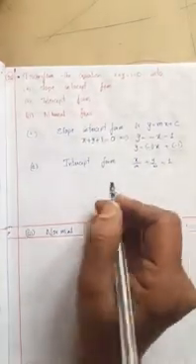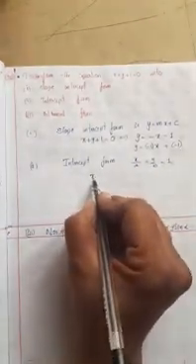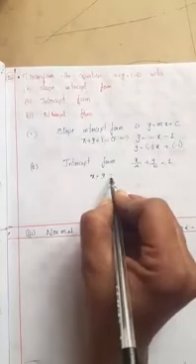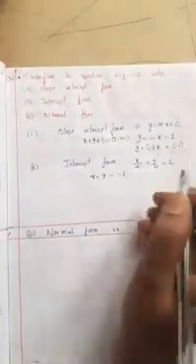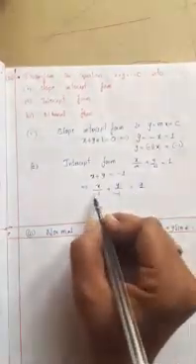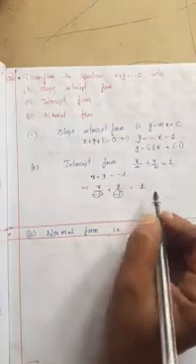Intercept form, let us write. x plus y is equal to minus 1, right? But here we should have 1. So that implies x by minus 1 plus y by minus 1 is equal to 1. I am sending this minus to this side. Now it is in the form of x by a plus y by b is equal to 1, where a is equal to minus 1 and b is also equal to minus 1.